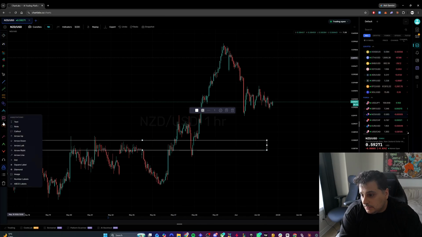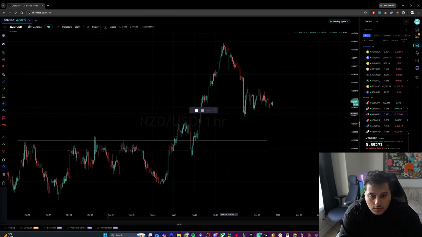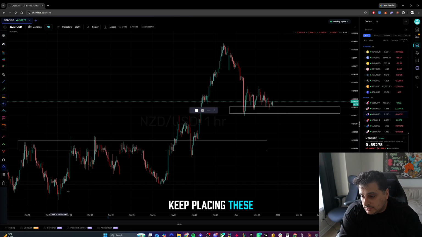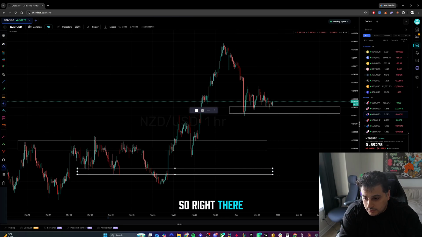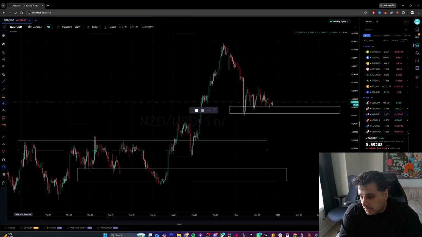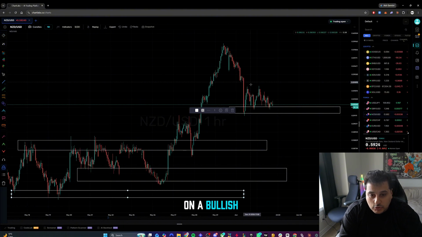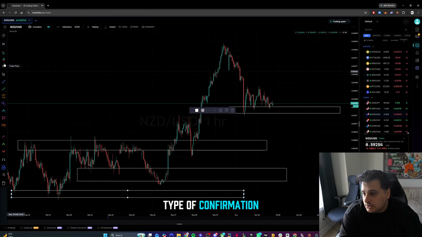I'm thinking right over here, as you can see. And then again, we can just keep placing these areas, right? So right there, roughly, and even down here, I like this area as well right there. So right now we can see we're kind of on a bullish chart. It's sitting around a level here. We can just look for some type of confirmation to enter a trade.